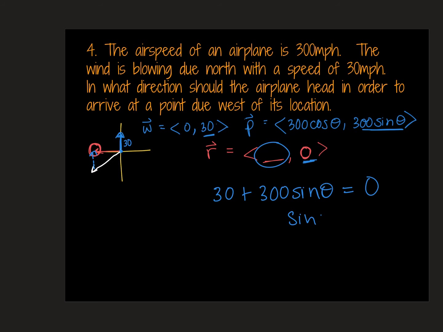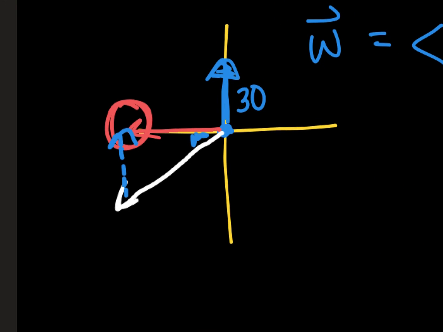I can get sine of theta is equal to negative 30 over 300, aka negative 1/10. Right, so if I do theta is equal to sine inverse of negative 1/10, I get a reference angle of 5.74 degrees. Okay, so with our diagram, we know that the reference angle is in here, right? It's actually negative when you put it in your calculator, but that doesn't really matter. Okay, so we have that this is 5.74.